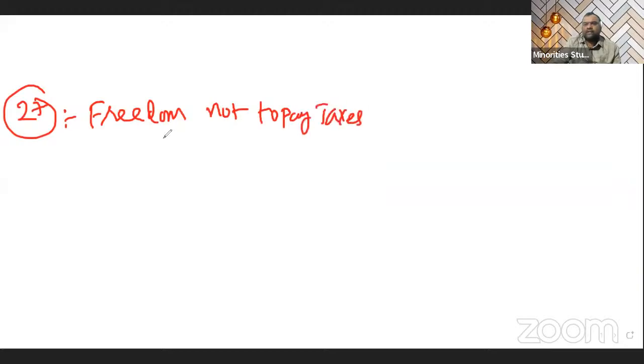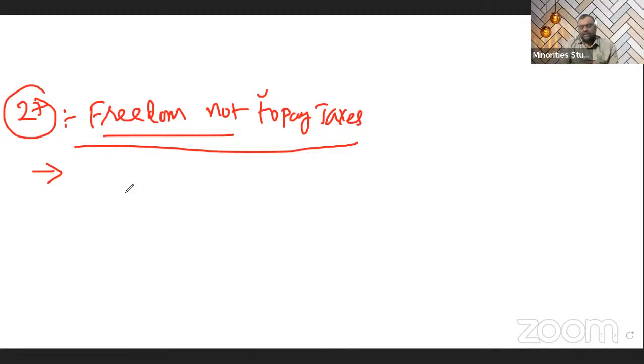So what is this Article 27? Freedom not to pay taxes. So are you paying any taxes based on the religion? You're not paying any taxes based on the religion, right or wrong? The government should not collect any taxes, and no one should be made to pay any taxes for religion. So this is very, very important. Freedom not to pay the taxes.